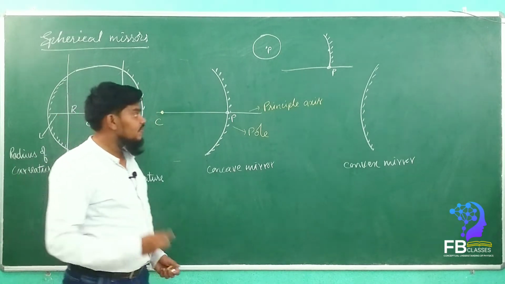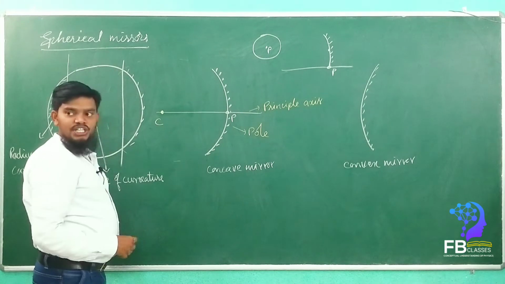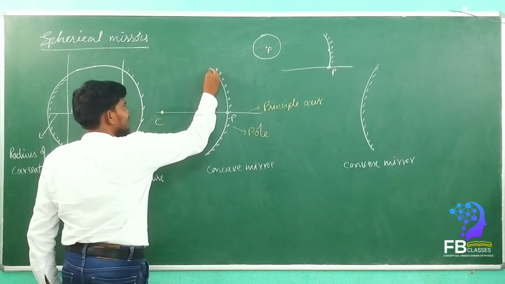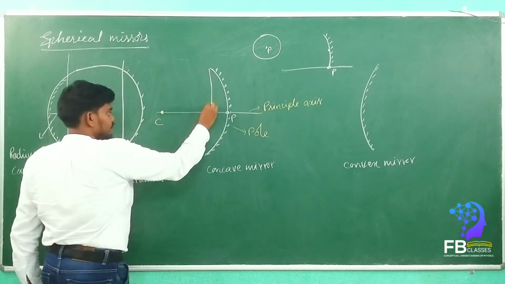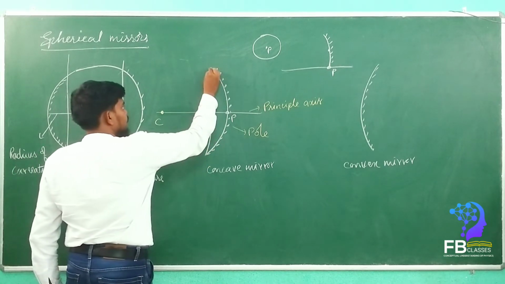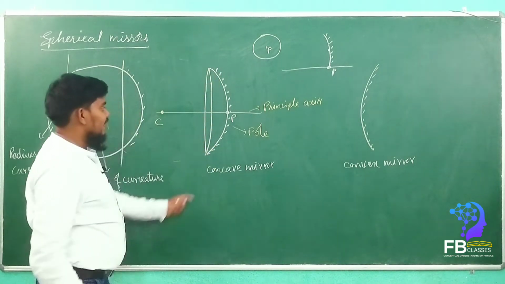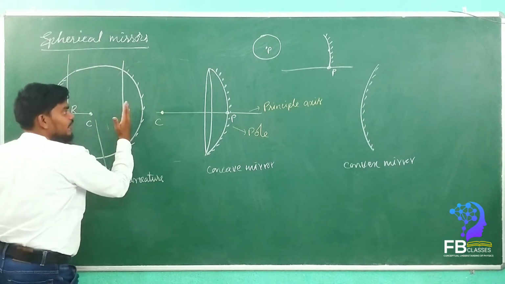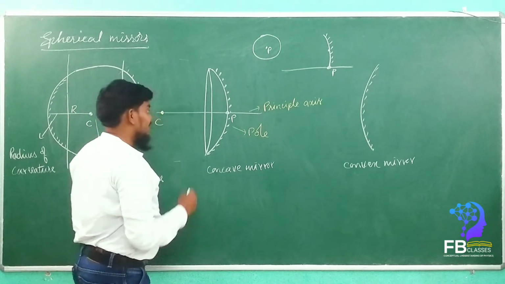Are you getting my point? So now, if this part is there, and if you draw it in 3D, how will it come, my dears? See here, this will become like this. Actually, this is the diagram, right? So it will look like this. If you cut the sphere and take one part, this is the 3D view, right? Very good.